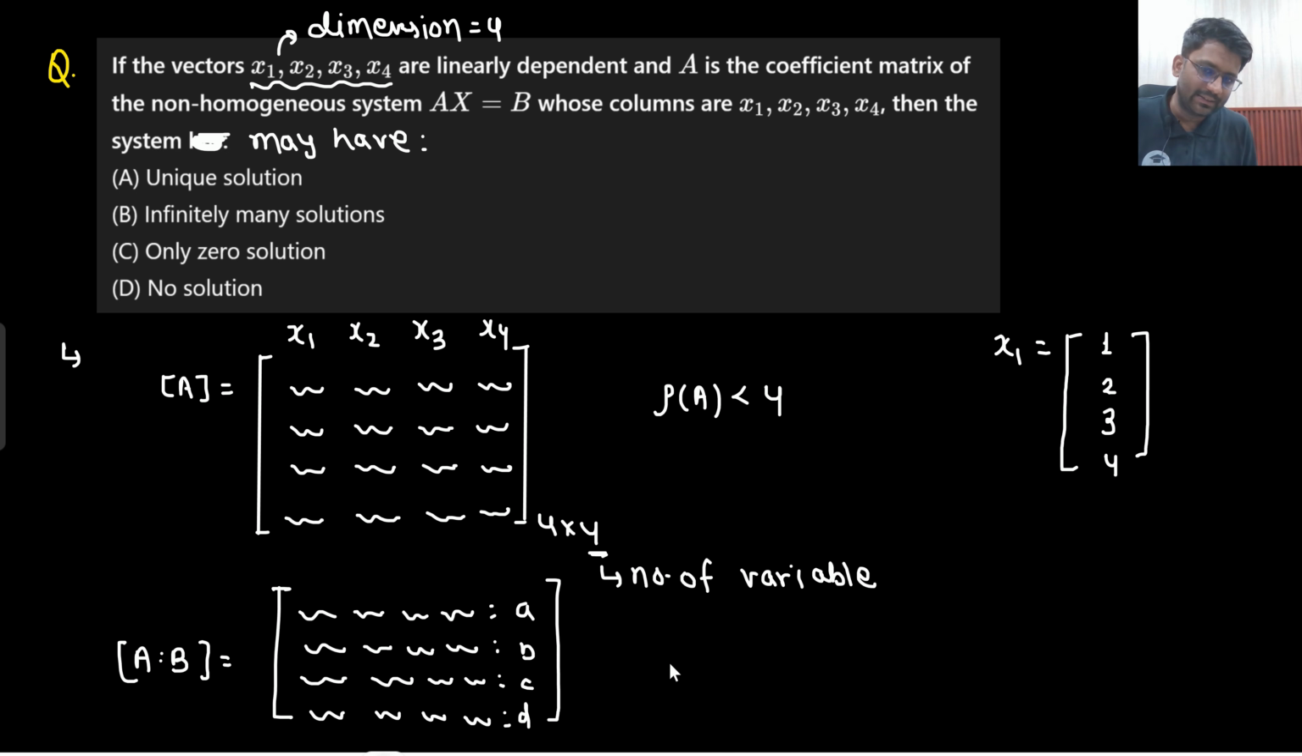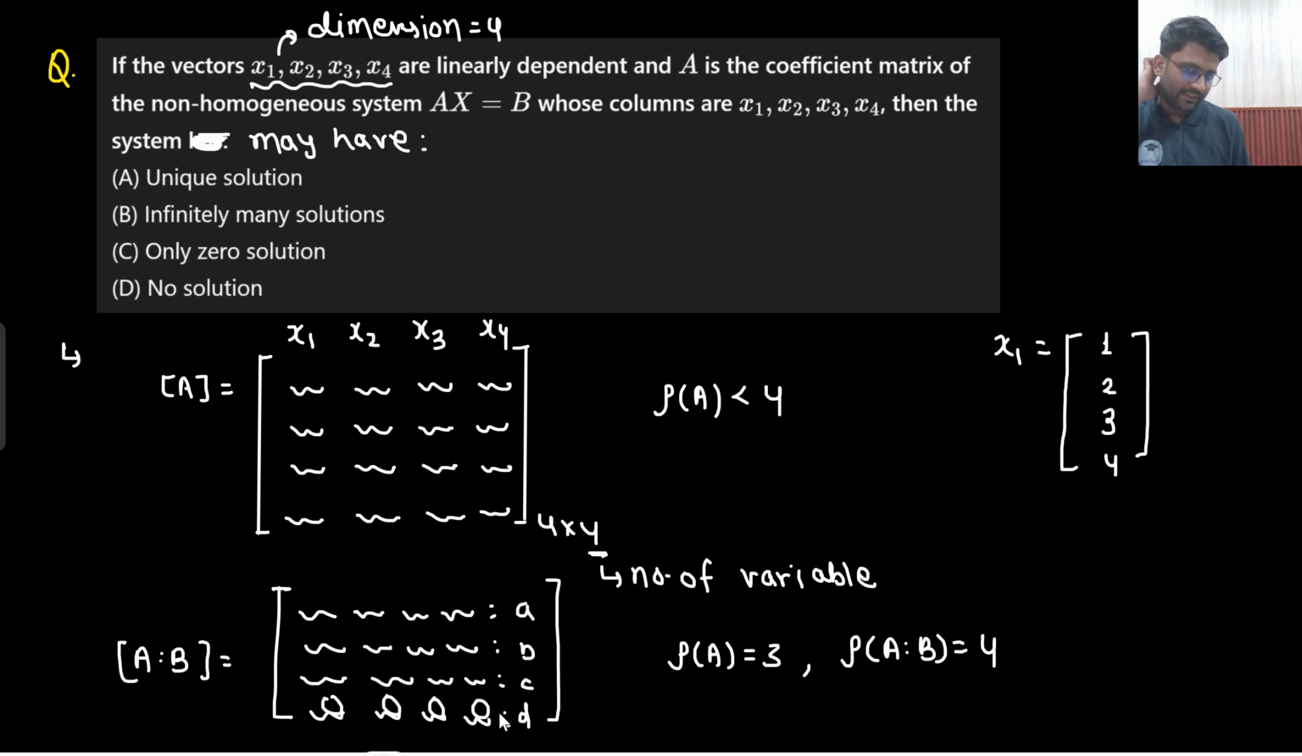So it might happen that rank of A is 3. That means the last row will be a 0 row. But it might happen that d is non-zero. So rank of A augmented B could be 4. It is possible, no? This d is non-zero. Last row is 0. I am saying rank of A is 3. But d is non-zero. So rank of A augmented B could be 4. So this is the condition of no solution. So yes, it may be possible that there would be no solution.